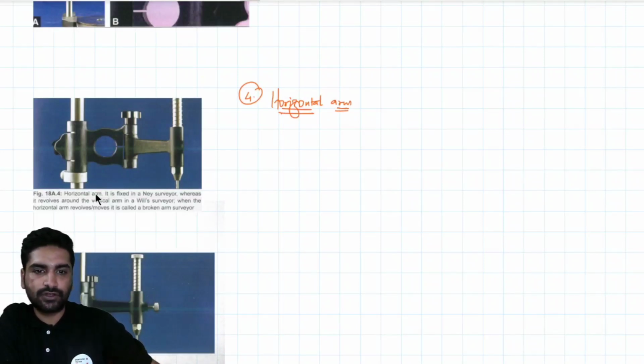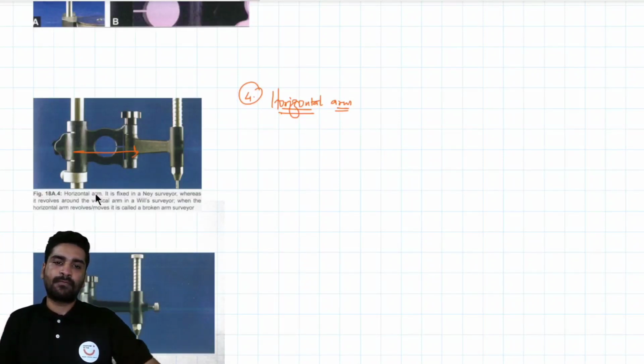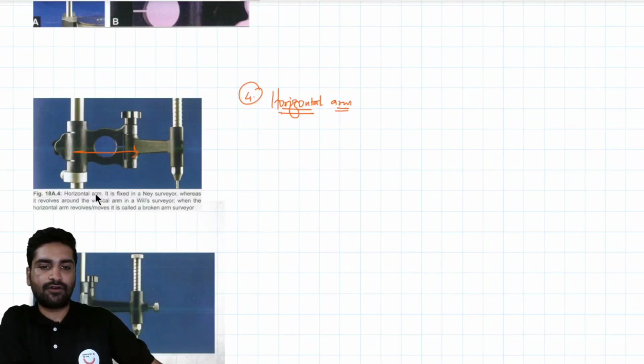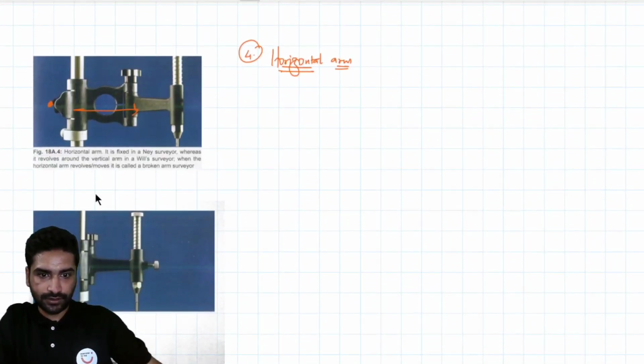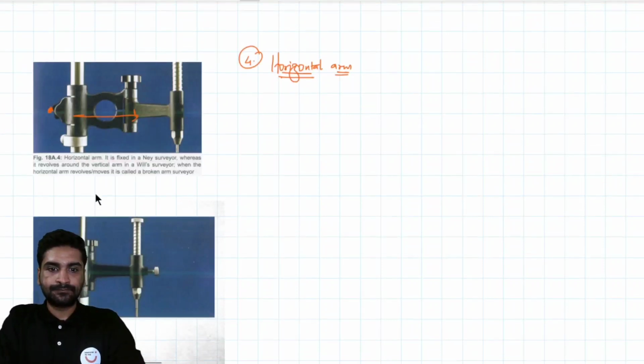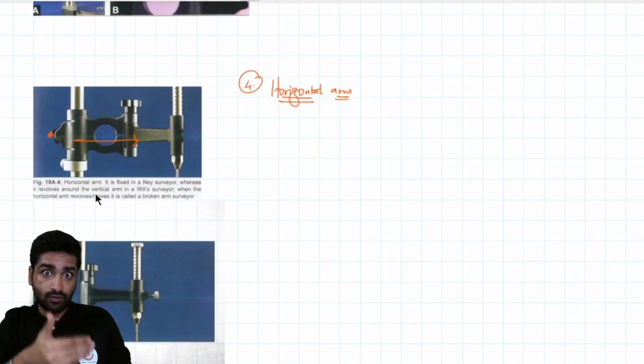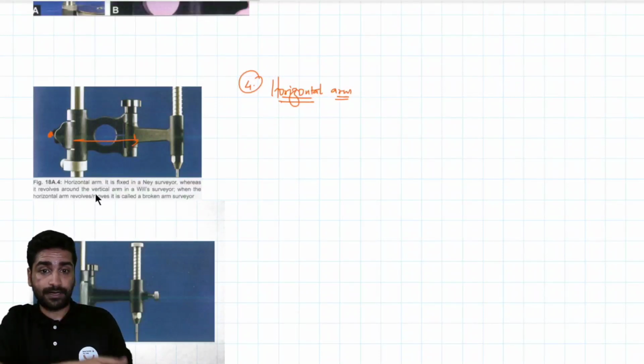Now this horizontal arm, if you see, is extending horizontally or transversely from your vertical arm. The first feature is you have a knob over here, one knob, behind that side. So if you loosen this knob, you can move this horizontal arm up as well as down, based on the amount of height you want. Some surveyors don't allow this provision of moving the horizontal arm up and down.